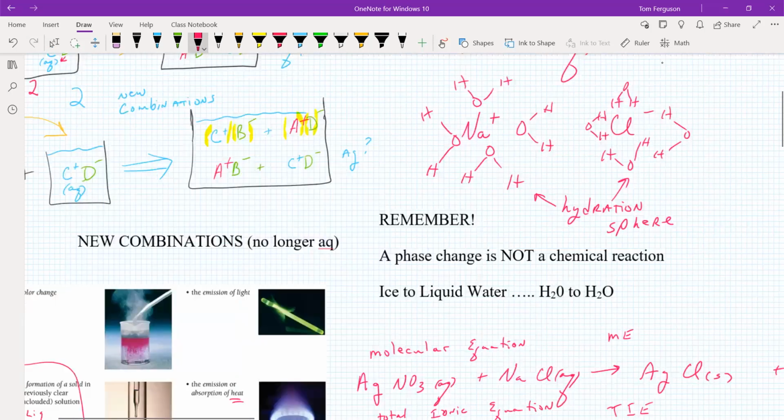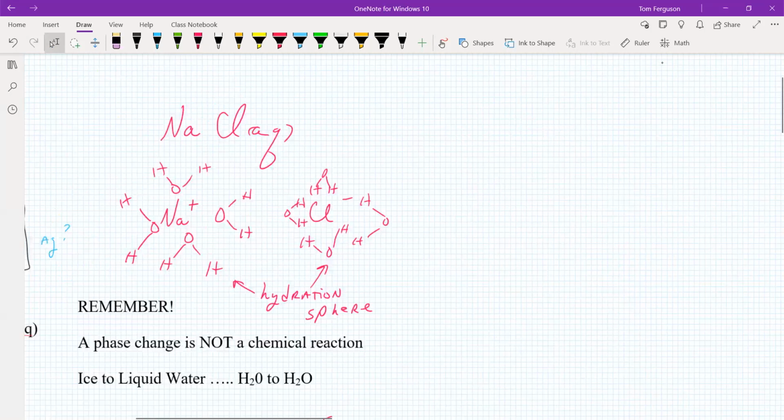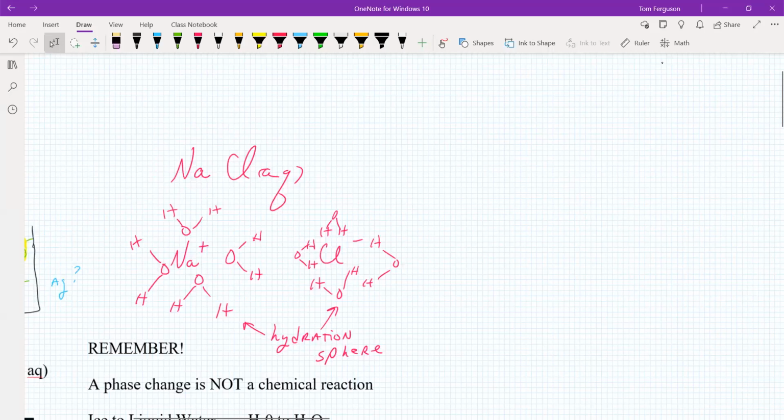Okay, so let's talk more about aqueous now. Aqueous means that the cation is surrounded by water. The anion is also surrounded by water. So they're not touching. They're being insulated by water molecules.